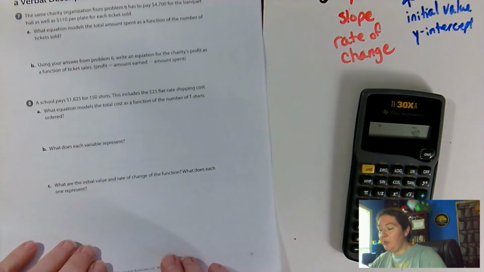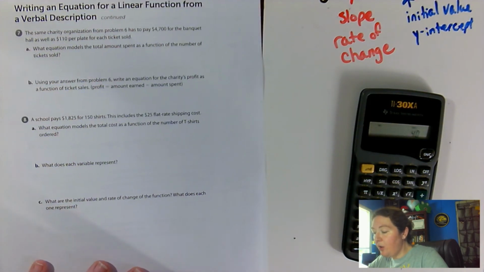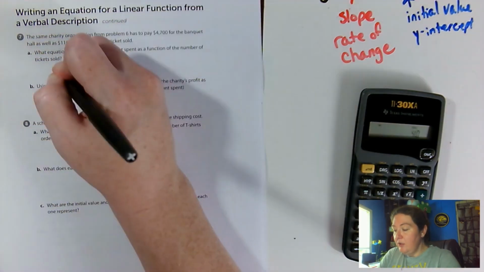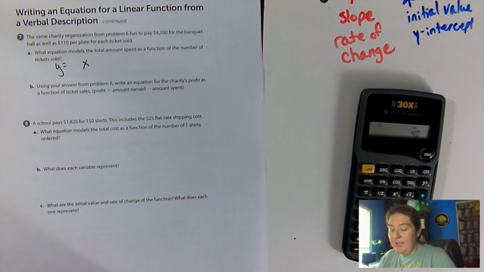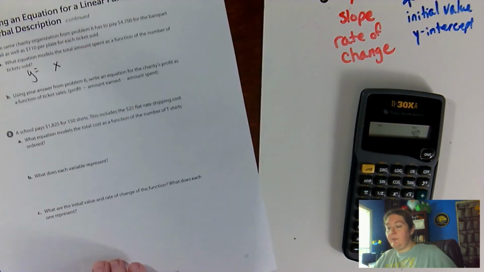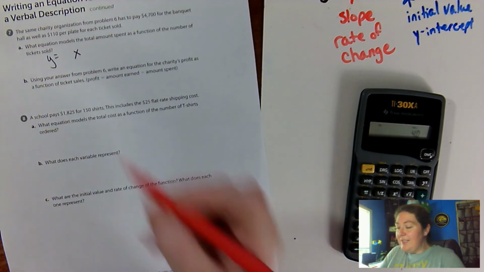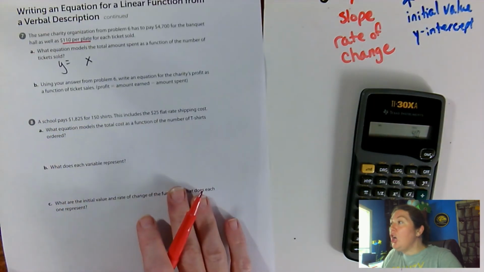The same charity organization from problem 6 has to pay $4,700 for the banquet hall, as well as $110 per plate for each ticket sold. What equation models the total amount spent as a function of the number of tickets sold? I'm still working on making this equation. And again, it gives me a really big hint here. It's telling me that my something that happens each time is right here. Per is the same thing as each.